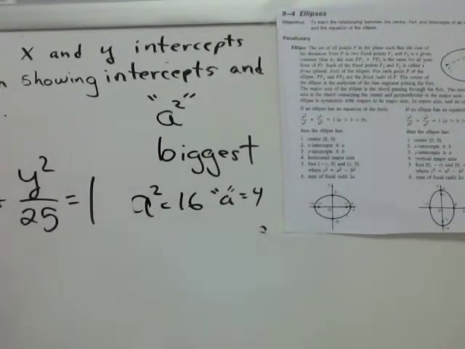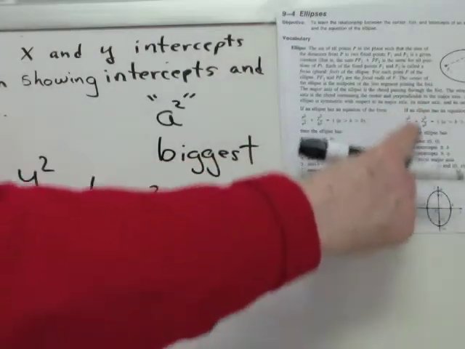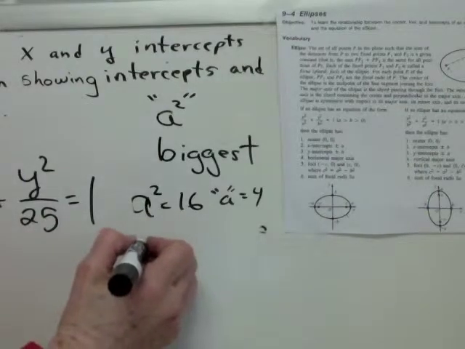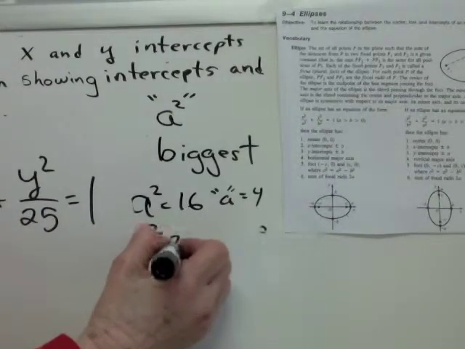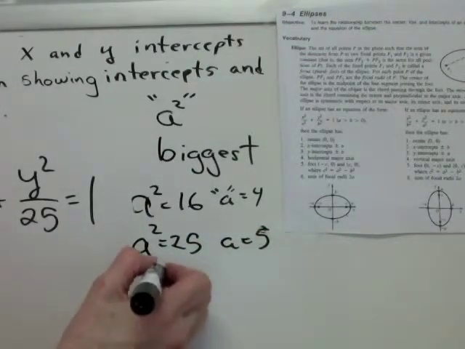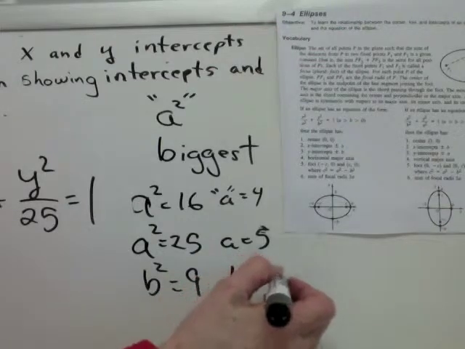Now, which number is the a squared? Is it the 9 or the 25? Is it always the first number? I think not. This time it's the 25, right? So I'm using this sample here where the a squared is second. So again, a squared is 25, so a is 5. b squared is 9, so b is 3.